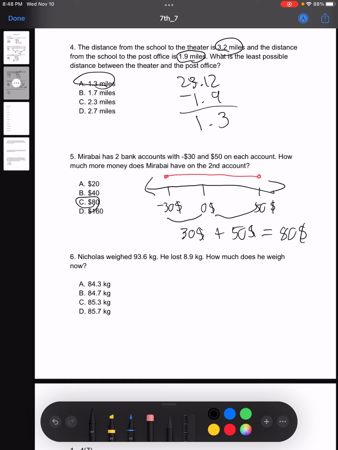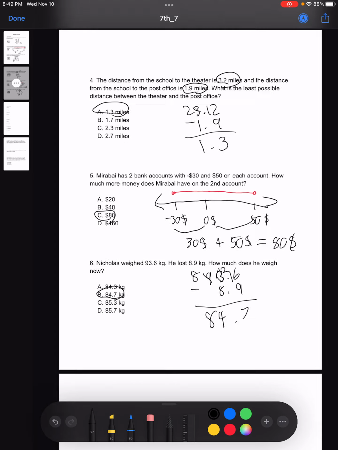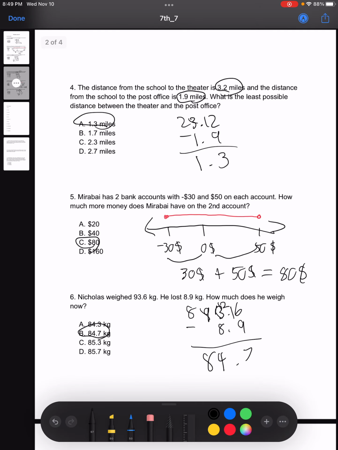Number 6. Nicholas weighed 93.6 kilograms. He lost 8.9 kilograms. How much does he weigh now? Once again, another simple subtraction problem. Solving this, we can borrow a 1, that becomes 7, borrow 1 again, 4, 8. Our answer would be B, 84.7 kilograms. Make sure you're comfortable with subtracting numbers with decimals in them.